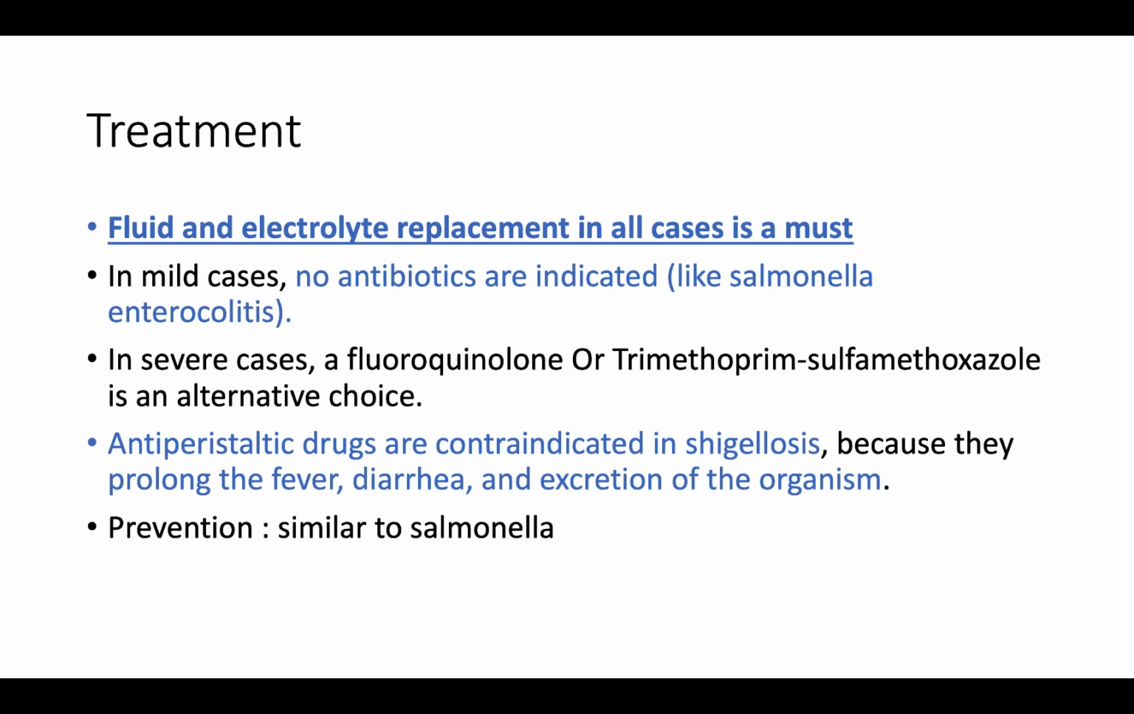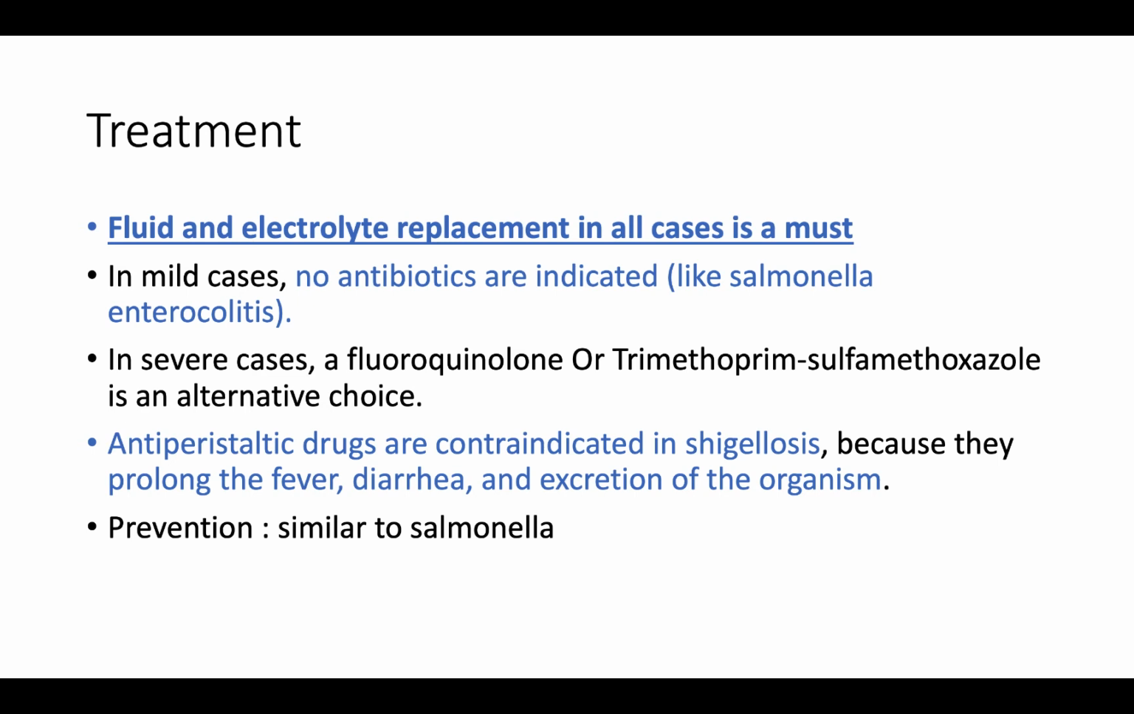Treatment: obviously, this is a diarrheal disease, so you have to do fluid and electrolyte replacement. In mild cases you don't give antimicrobials, and usually you don't worry because the red flag, the presence of blood, is usually not very present. Now for severe cases, what do you give? You can give fluoroquinolones or sulfa-trimethoprim as an alternative choice. It's very important: antiperistaltic drugs are contraindicated because they will prolong the fever, the diarrhea, and the excretion of the organism. You cannot use any antiperistaltic drug.